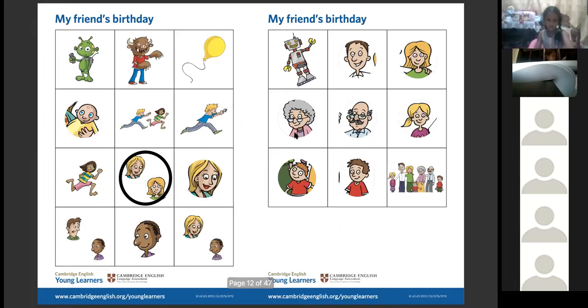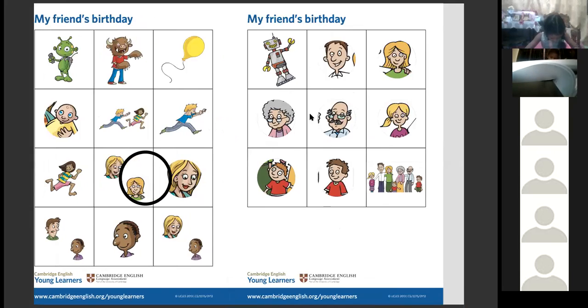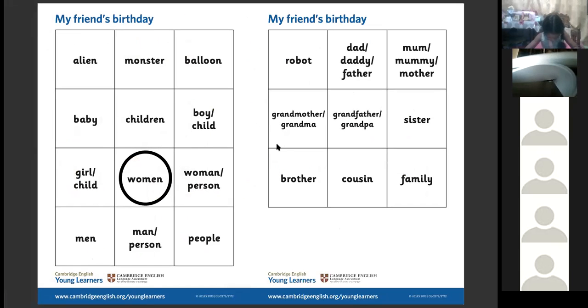Next one is grandma. You can see the picture here. Look at the picture. Grandma. So write grandmother and grandma.